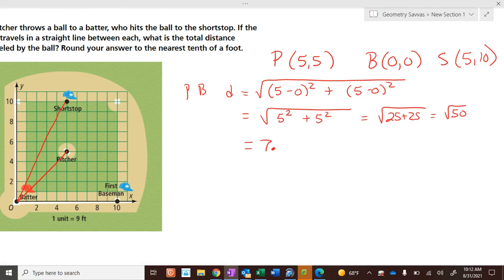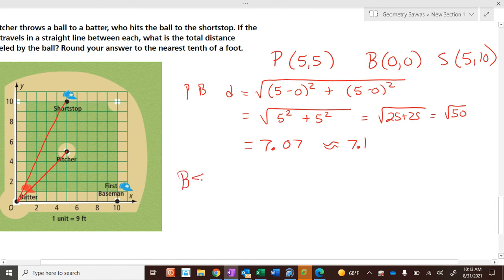Calculator. Everybody needs a calculator. What is the square root of 50? Get it out now because you're going to have to use it today. 7.07 something, right? So approximately 7.1, round to the nearest tenth. All right. So that's pitcher to the batter.